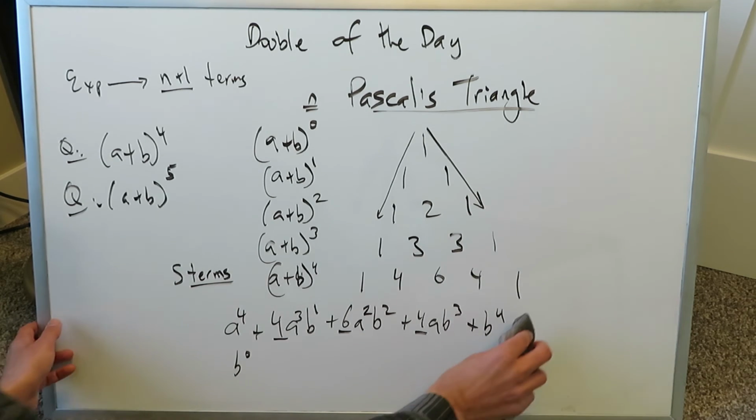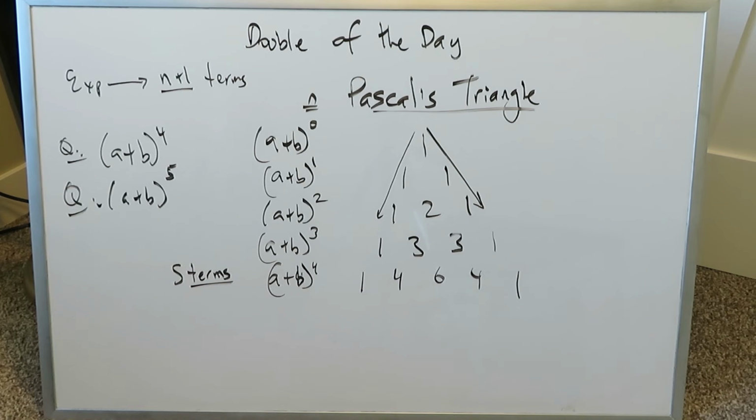Let's look at question number 2. Question number 2 is what? (A plus b) to the power of 5. When you're looking at (a plus b) to the power of 5, we're looking at this n plus 1. We should have 6 terms. And then Pascal's triangle is giving us our coefficients.